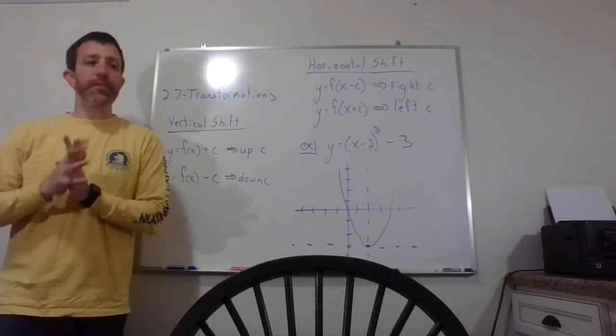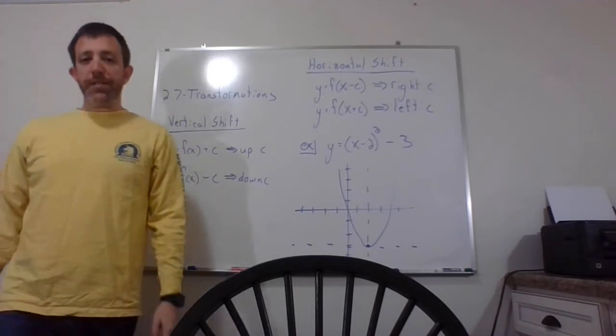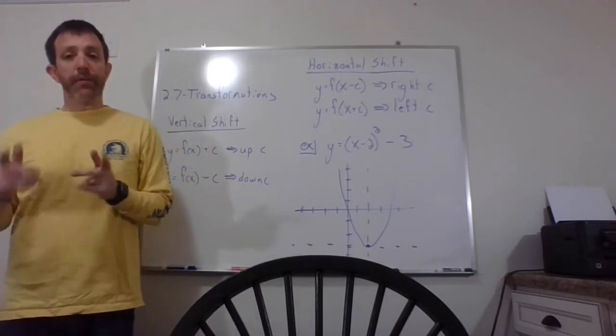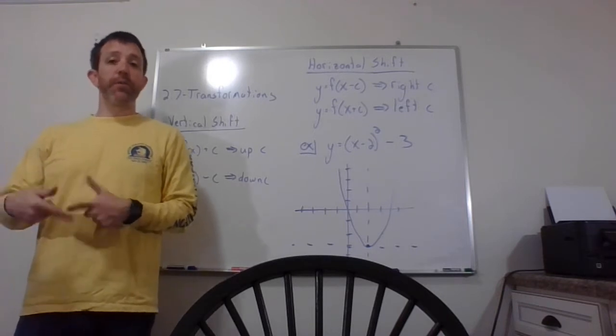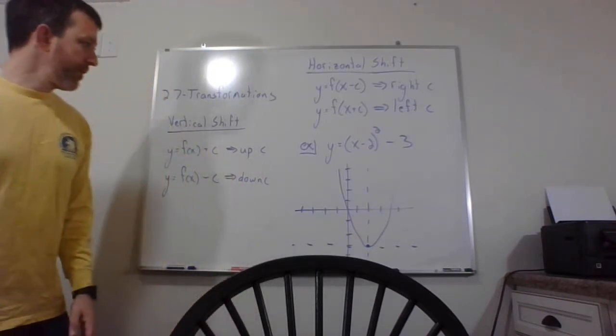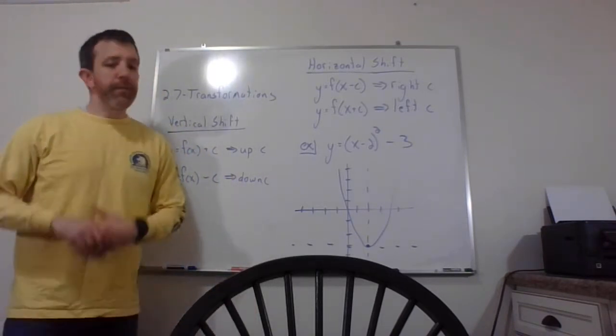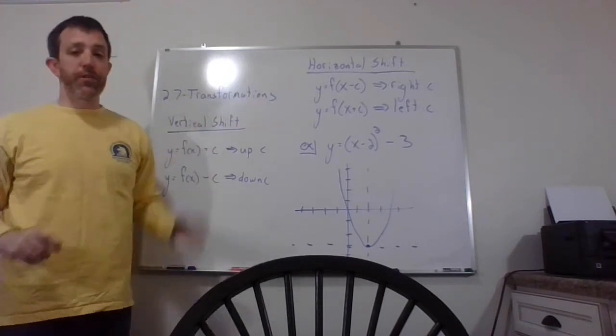Hi, welcome to section 2.7. This is going to be transformation of graphs. So we're going to move them around, up, down, left, and right. We're going to stretch them, and then we will also flip them upside down. And I guess horizontally would be an option too. But anyway, the first two things we want to look at are vertical and horizontal shifts.